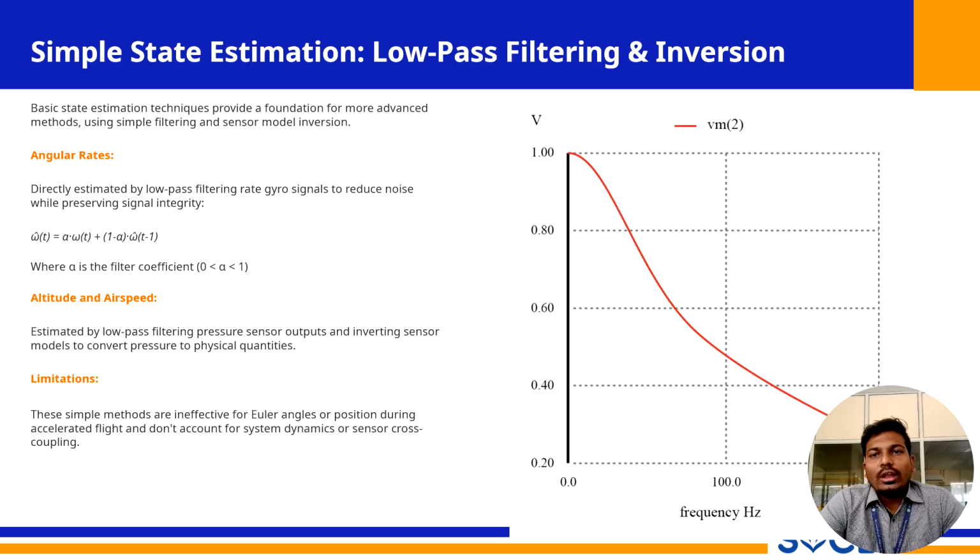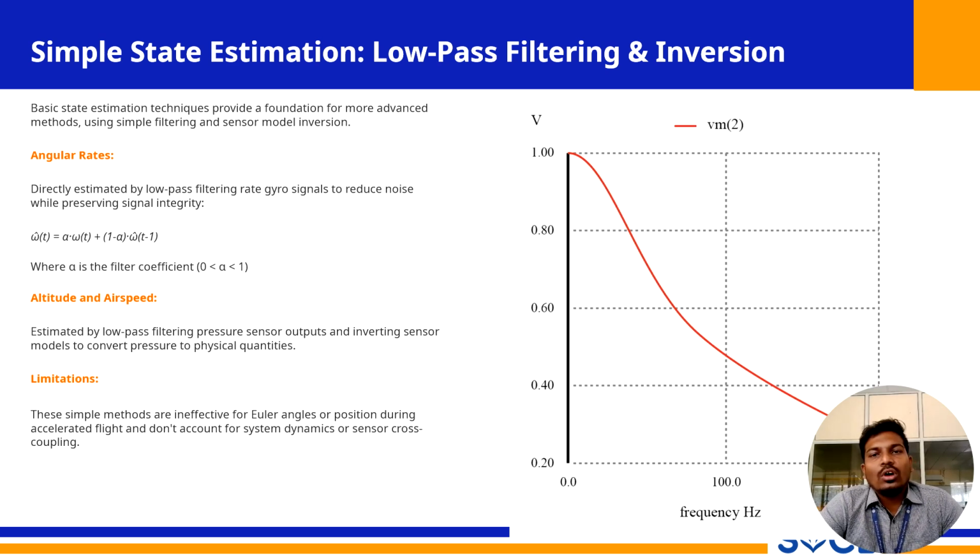Having established the critical need for state estimation, let's begin by exploring the most straightforward approach. This slide introduces simple state estimation, low-pass filtering, and inversion. These basic state estimation techniques provide a foundation for most advanced methods using simple filtering and sensor model inversions. They represent the first logical step in processing raw sensor data before feeding it into the controller.